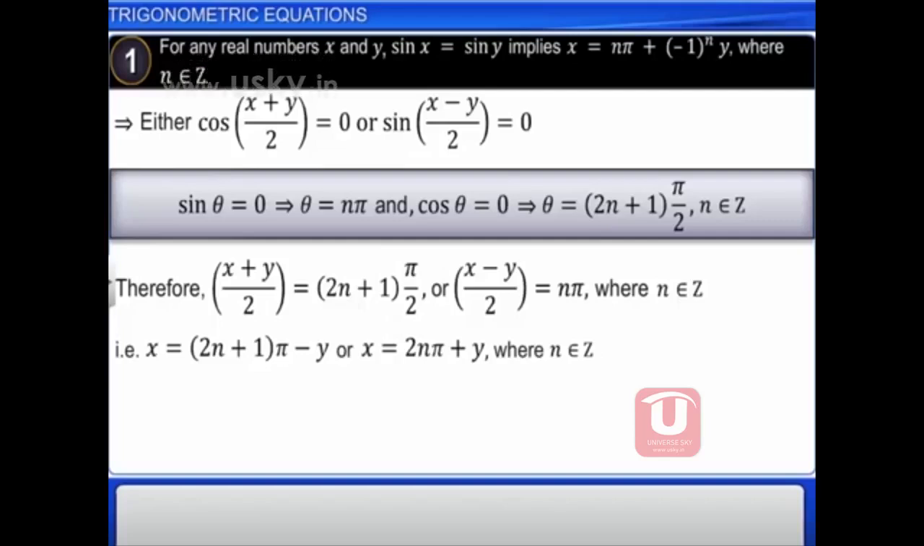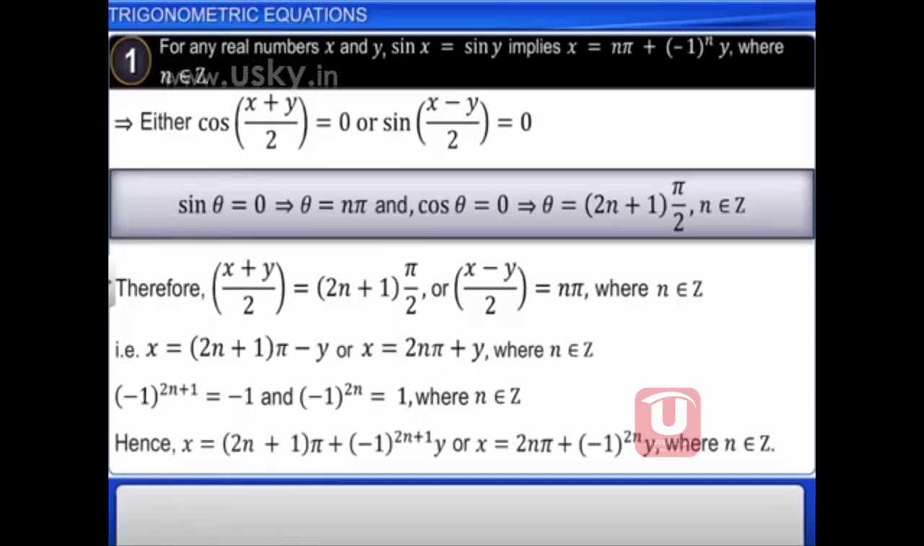We know that (−1) raised to the power of (2n + 1) is equal to −1, and (−1) raised to the power of 2n is equal to 1. Therefore, x can be written as (2n + 1)π + (−1)^(2n+1) y, or x is equal to 2nπ + (−1)^(2n) y, where n belongs to the set of integers.